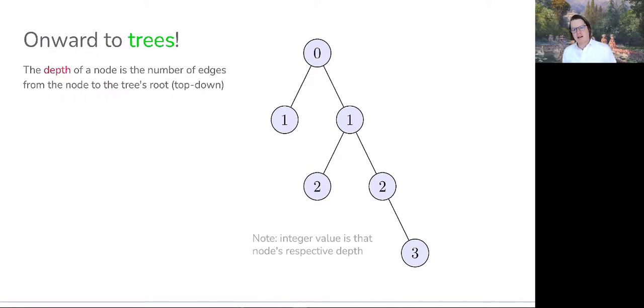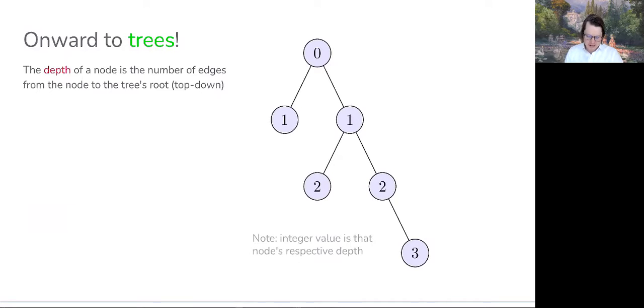So now let's talk about two different ways. Let's just introduce the terminology. The depth of a node is going to be the number of edges from the node to the tree's root. We're going to say this is kind of top down, okay?